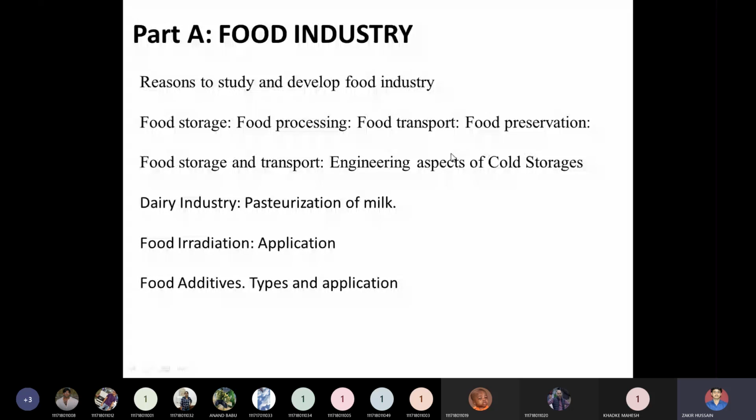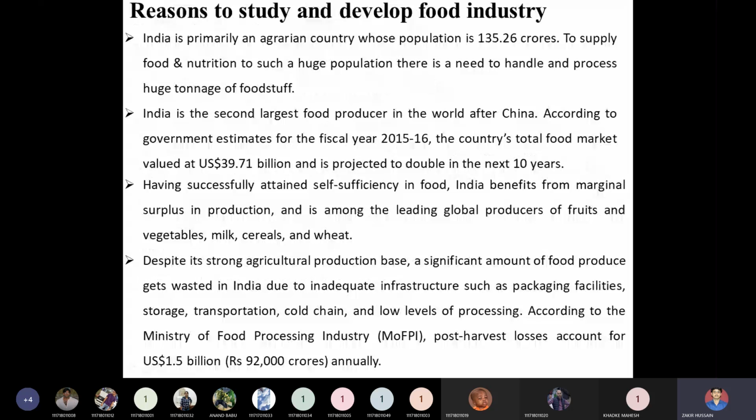Then the first topic among those is reasons to study and develop food industry. So we have to see what the reasons are to study about the food industry. India is primarily an agrarian country. We all know this. Entirely our GDP, up to 35%, is dependent on our food production, agricultural activities only. A large Indian population is employed in the agricultural fields. Around 70% of people are employed in agricultural fields. They are working in the agricultural fields.